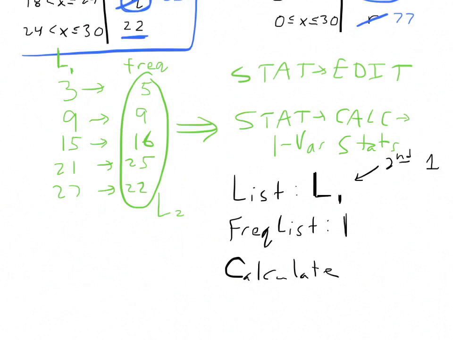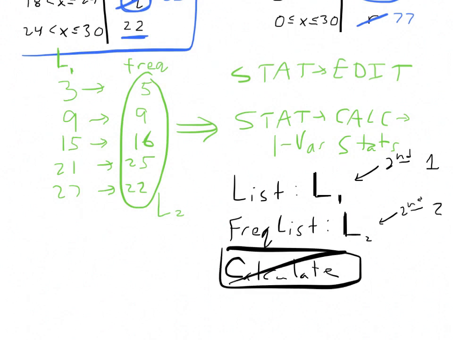Your frequency, we put all of those in L2. You can get to that by hitting second 2. And then just go down to the calculate button, and hit calculate.